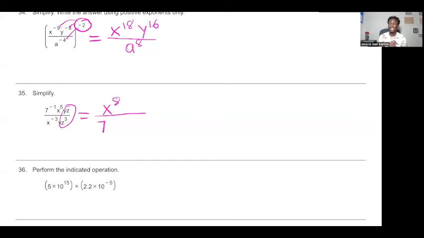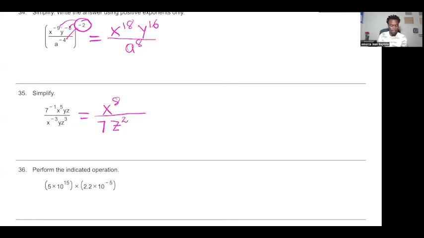So the z with exponent 1 will be moved to the denominator, but exponent 1 changes to exponent -1 when we move it, and we subtract the 1 from 3. So that gives me z to the power 2, because 3 minus 1 is 2. So that's it for this one.